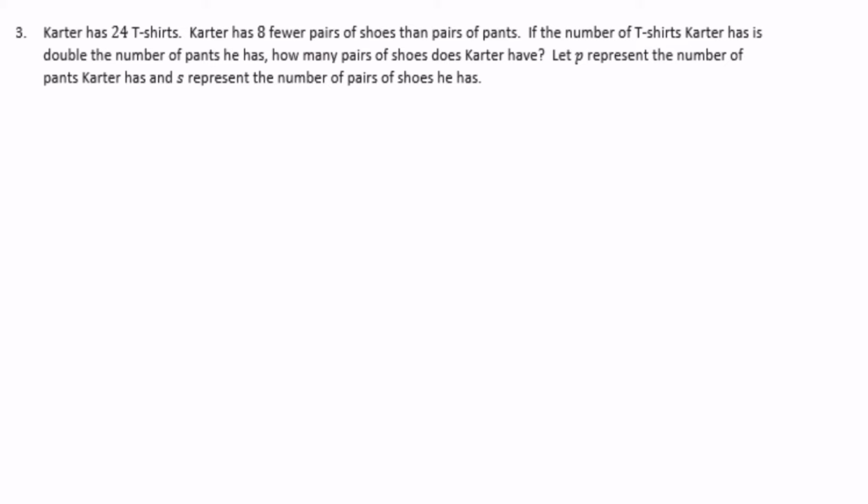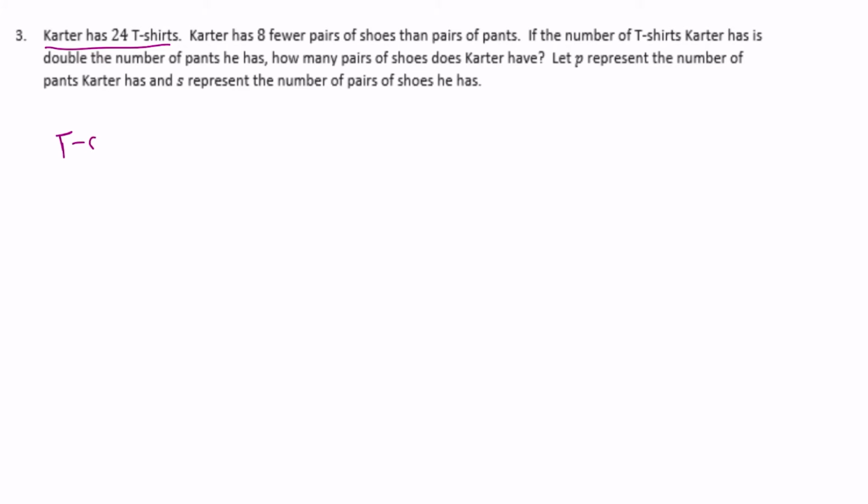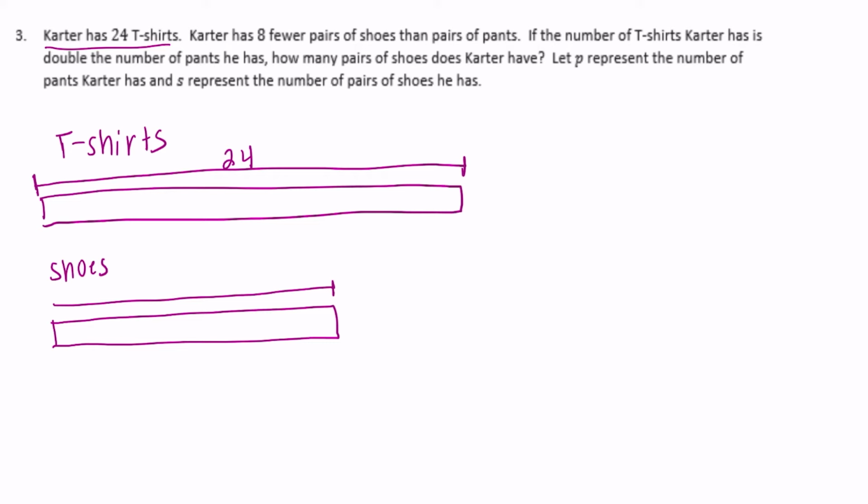Okay, so we know he has 24 t-shirts. So let's start with the first sentence. So he has 24 t-shirts. So I'm gonna make a tape diagram. We know that in the tape diagram, the whole thing is equal to 24 t-shirts. He has 8 fewer pairs of shoes than pairs of pants. So let's make a tape diagram for shoes. So let's say that the whole thing is equal to the pants, P is pants, and he has his shoes plus 8 would be equal to his pants.